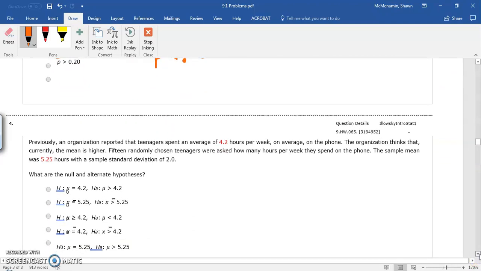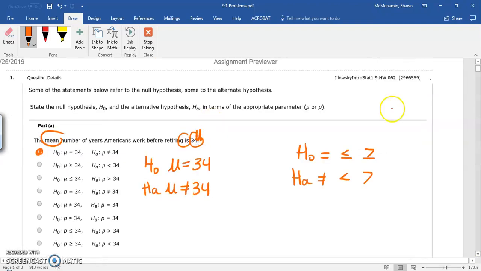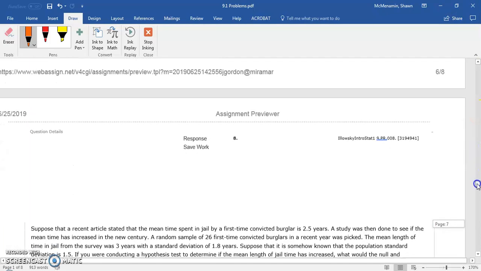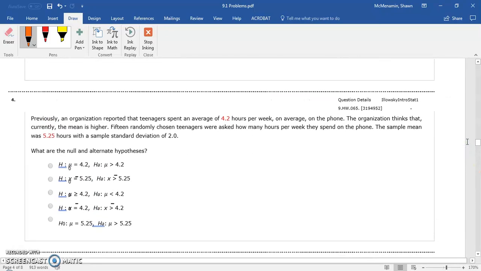For 4, it says that previously an organization reported that teenagers spent an average, so this is the mean, is equal to 4.2. The organization thinks that the mean is higher, so higher than 4.2. So previously an organization reported that the average is 4.2. The organization thinks that currently the mean is higher, so greater than 4.2.